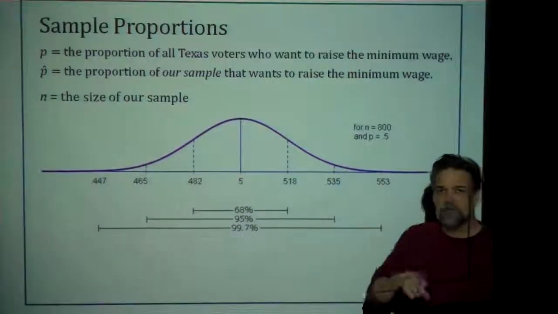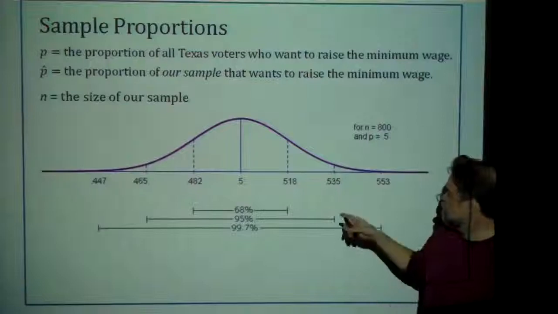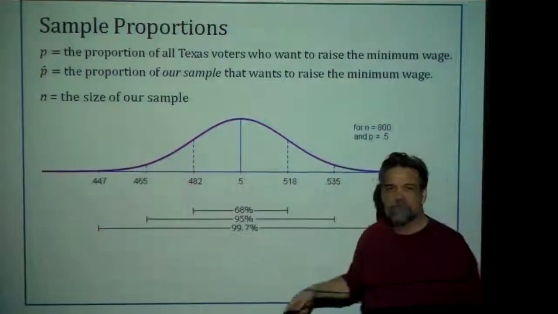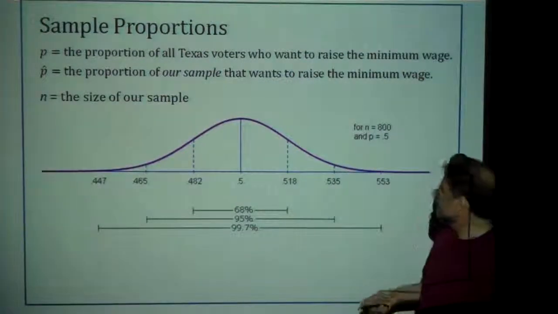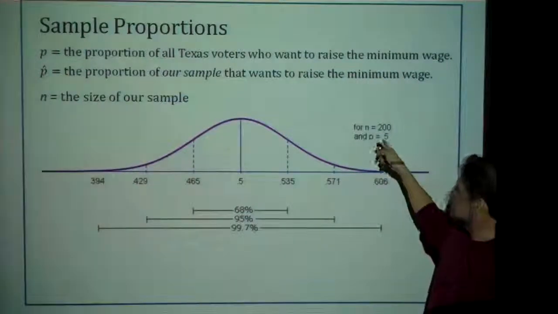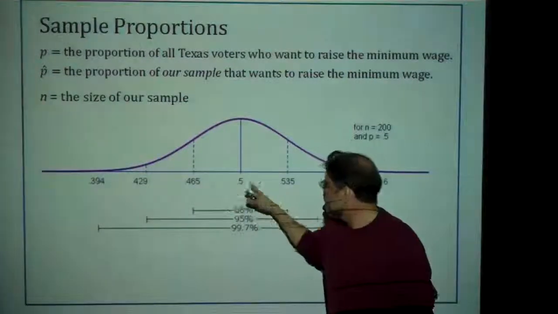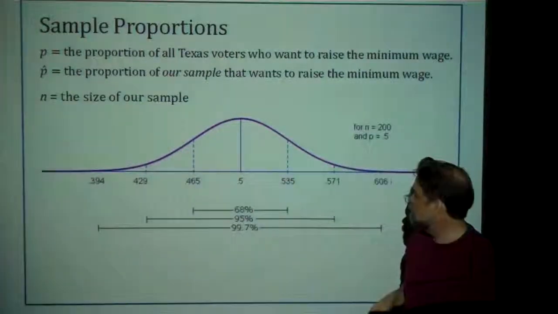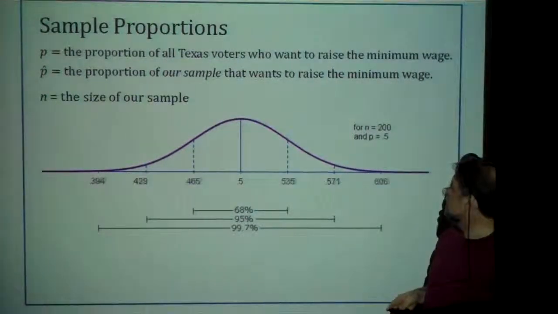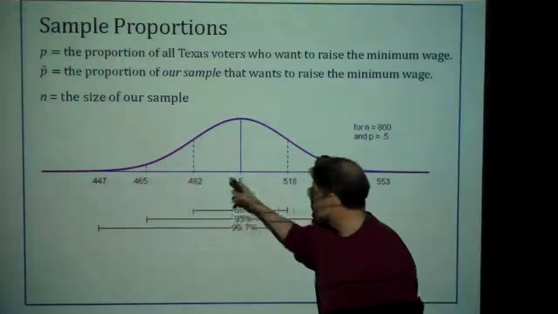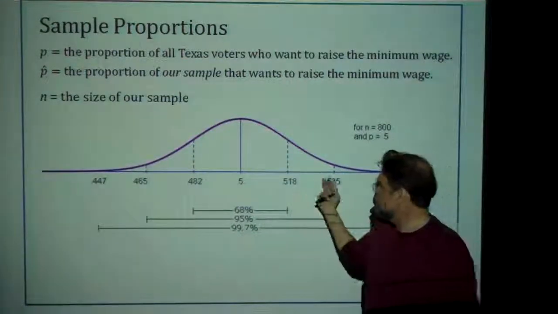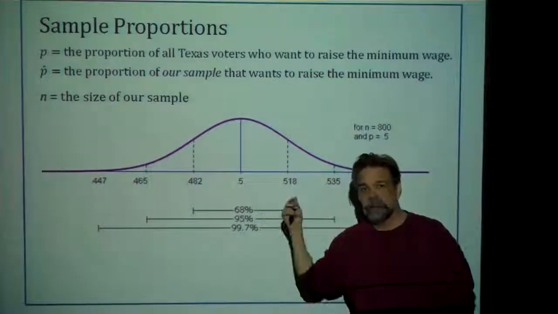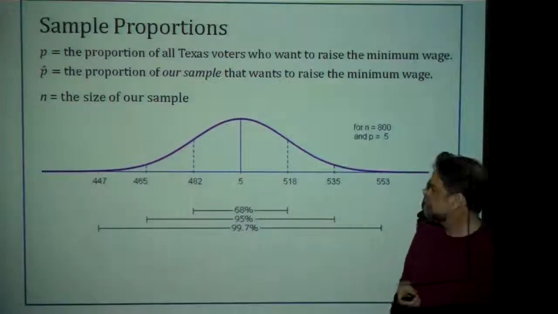Now, some of you may be looking at that going, hey, 0.535 and 0.465, didn't we just see those numbers? Yeah, you did. Go back to the 200, and there they are, 0.465 and 0.535. One standard deviation before is now two standard deviations. So that means my standard deviation has been cut in half by asking 800 people instead of 200 people.